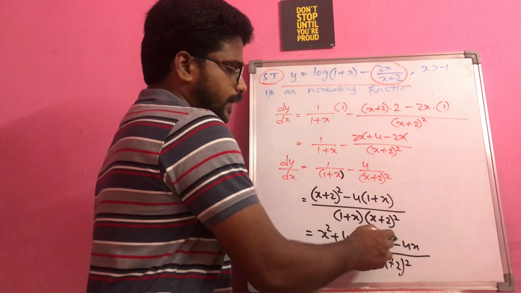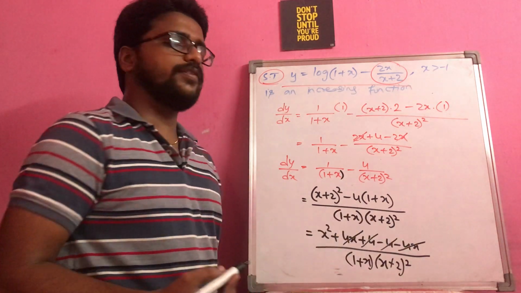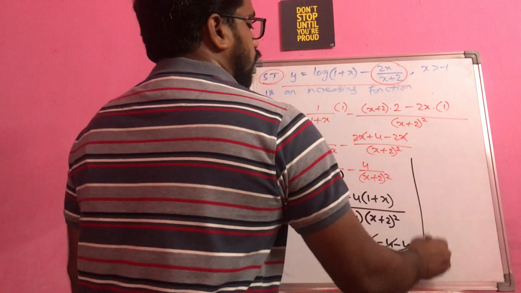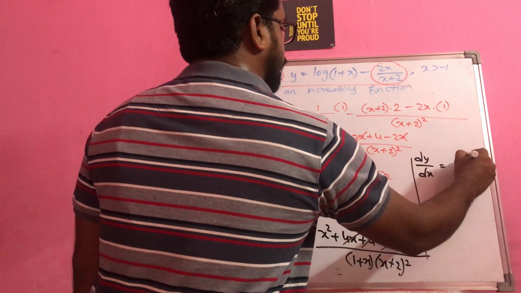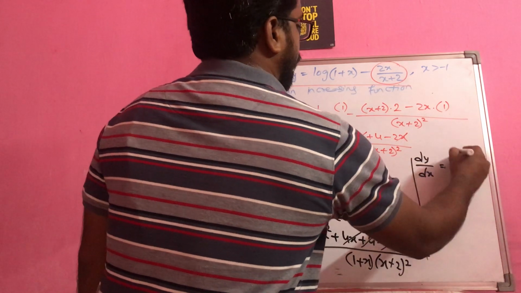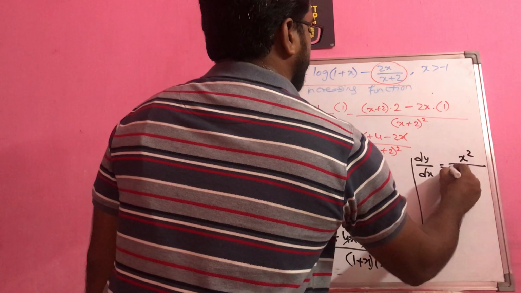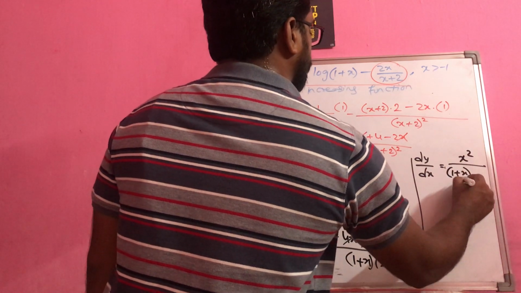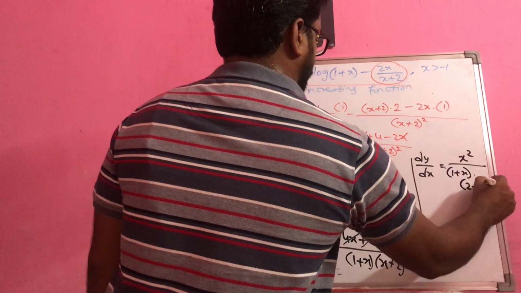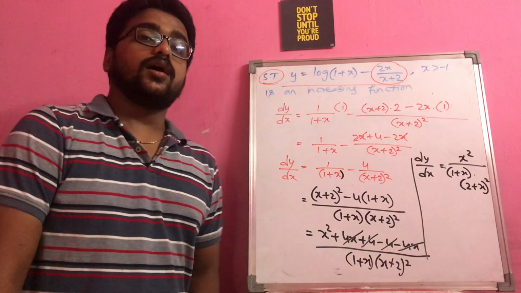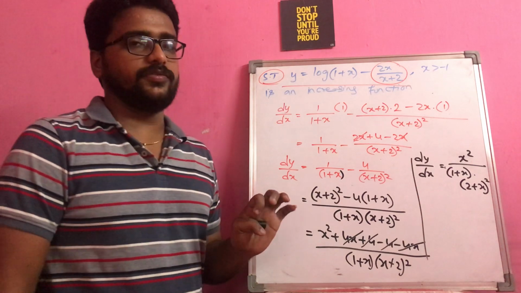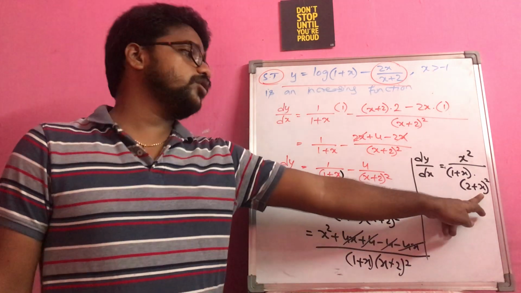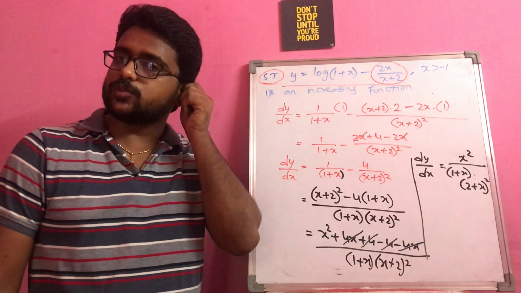Now 4 minus 4, 4x minus x, everything will get cancelled out, and whatever dy by dx is left, if you rewrite that, we will be getting x square divided by 1 plus x into 2 plus x whole square, or x plus 2 whole square. Now this is the simplified one. You don't have any further scope of simplification. And here there is no point of expanding this 2 plus x whole square.